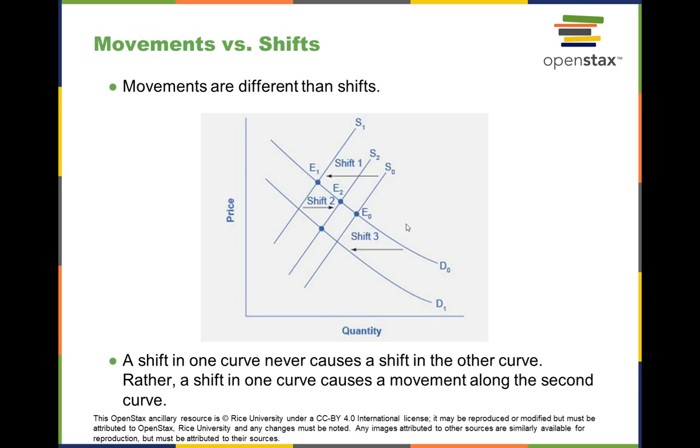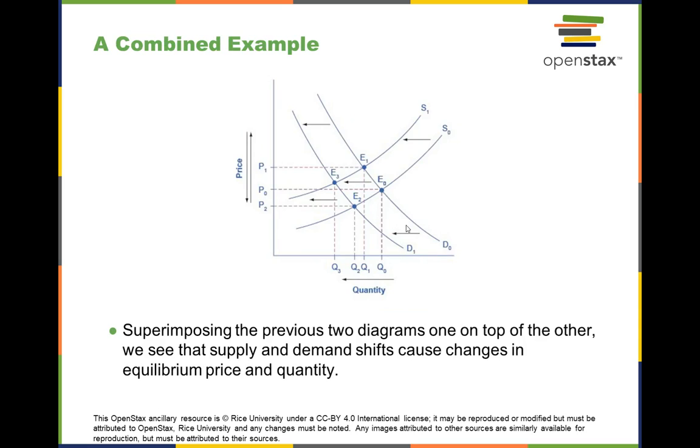Movements are different than shifts. A shift in one curve never causes a shift in another curve. Rather, a shift in one curve causes a movement along the second curve. So this shifting outward did not impact the original demand curve. And this change in the demand curve had nothing to do with the change in the other supply curve increase. So these changes are all separate, and they just cause movement this way, or eventually out to here. They cause movement along the curves themselves.